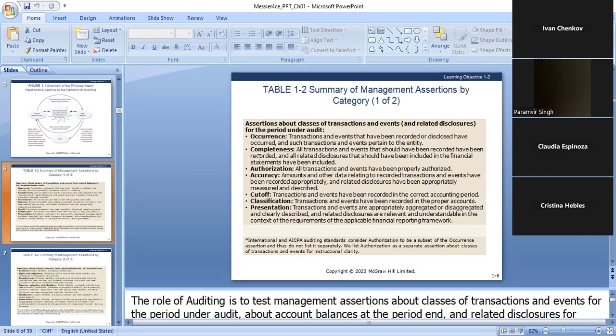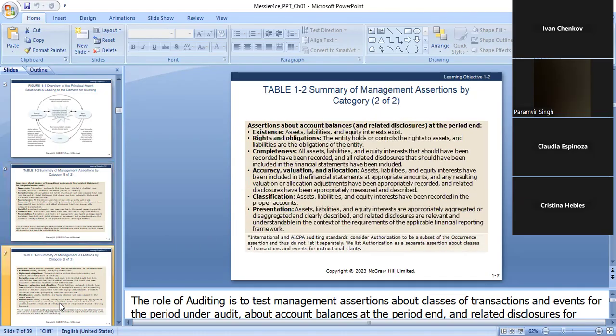Occurrence is the first one. Second is completeness. Then authorization, accuracy, cutoff, classification, presentation. For the account balances, we're chasing different things. We're chasing existence. We're chasing rights and obligations: rights for the assets, obligations for the liabilities. Now we can start making logical connections.